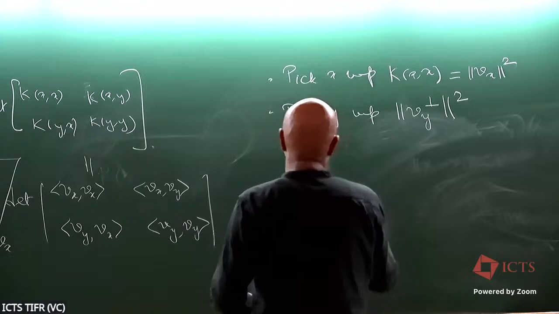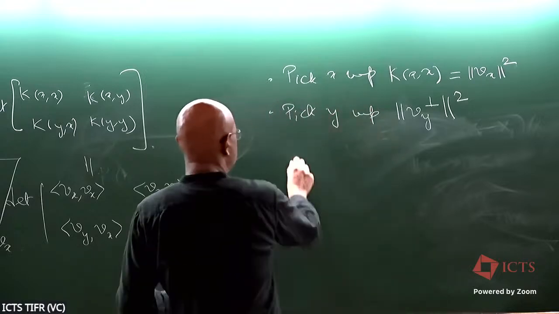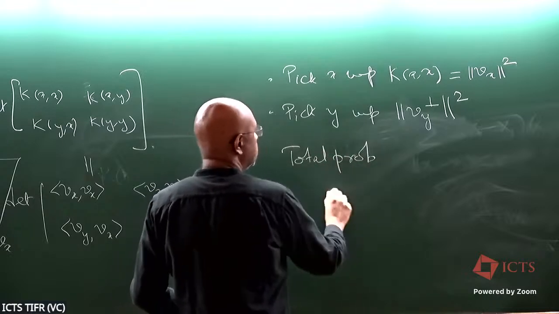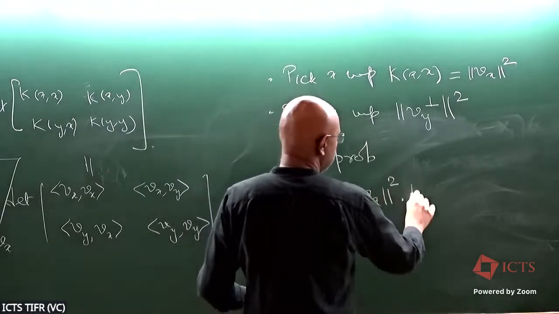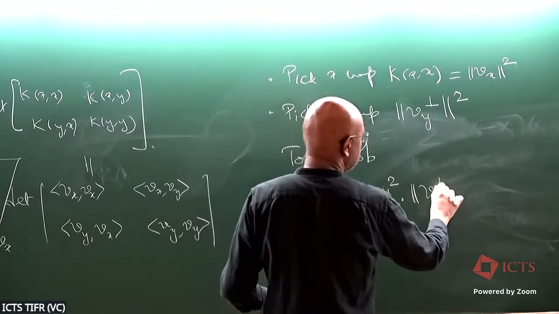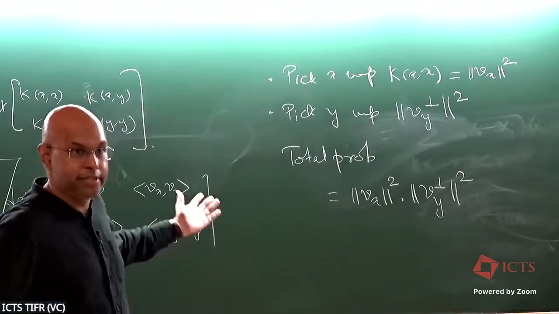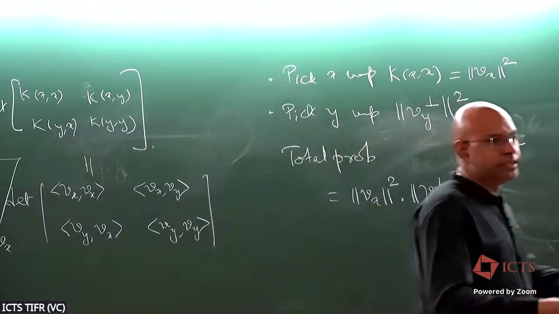And so the total probability, because it is rank 2, so there are only 2 points to pick, is equal to Vx squared for the first point, times Vy perp squared for the second point, and that's it. Okay. So now, and you know this scales.